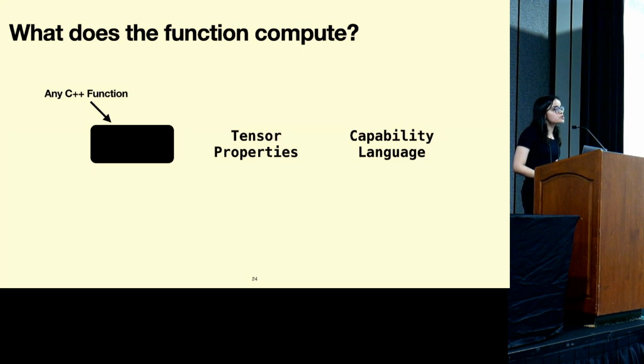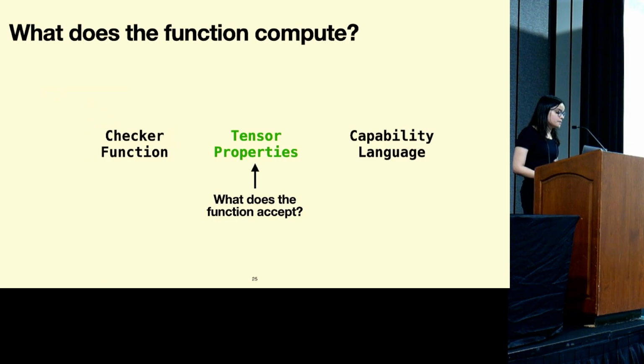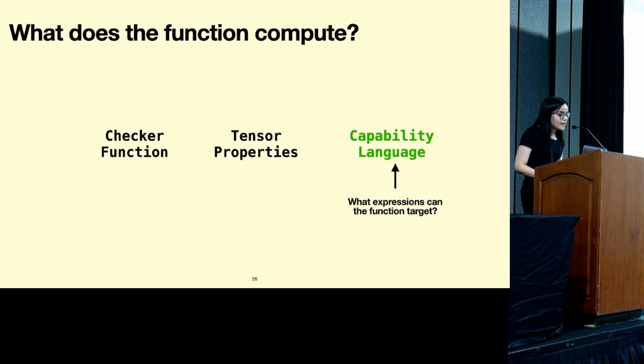So as to expose more information to Mosaic, we add two more things. The first thing we add is this notion of tensor properties, which at a high level tries to answer the question of what the function accepts. So what kind of data it's willing to operate on. That is, what kind of format is there, whether the tensor is symmetric or Hermitian. And finally, we have a language-based approach to try and answer what expressions the function can target.